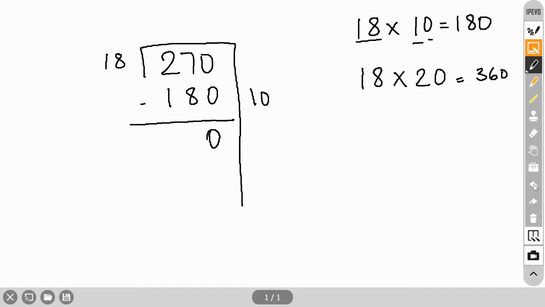I'm going to go back. Oops, the 0 stays here. I'm going to go and do the same thing we did before though. Okay, so 7, I cannot take away 8.